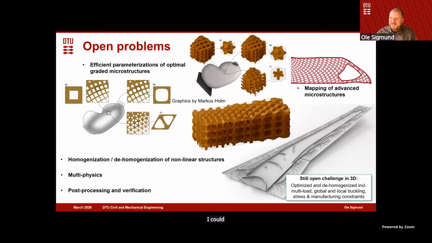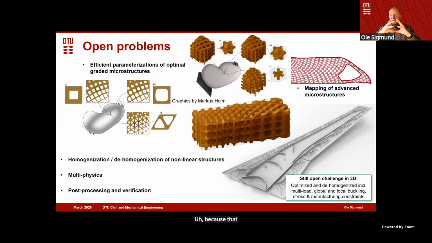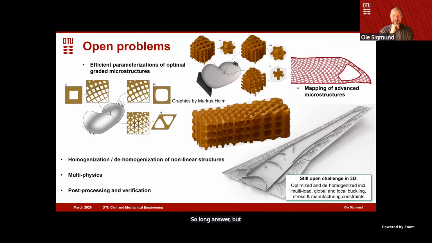It's a long answer, but people have sometimes said, well, it's good that you did it for stiffness optimization, but what if we don't know the optimal microstructure? In that case, one possibility, and I think I said it also, could be to run with this local volume constraint, because that enforces a local microstructure. Then you can learn what the optimizer is doing with the local microstructure, and maybe afterwards parameterize that and use it in a more efficient homogenization-based approach. So long answer, but I hope it's satisfactory.